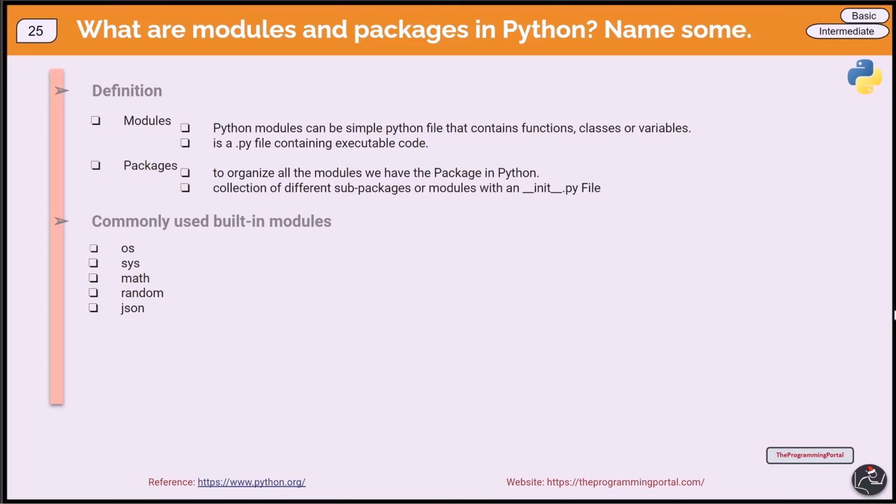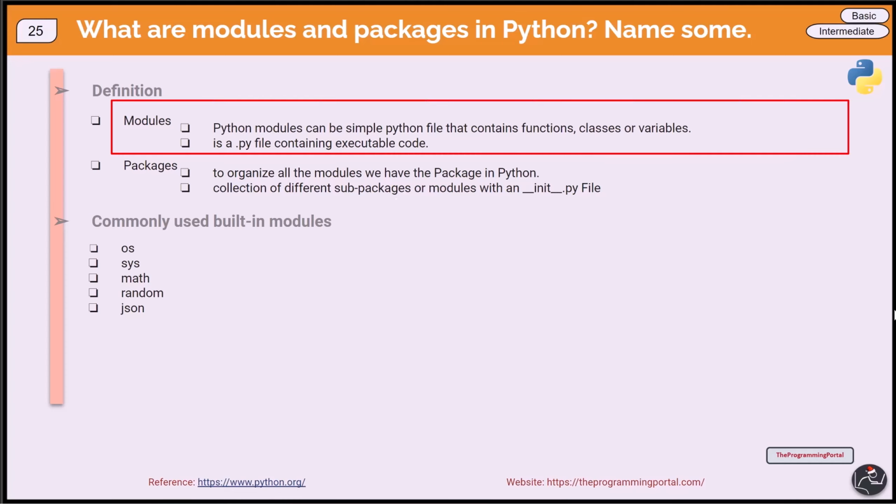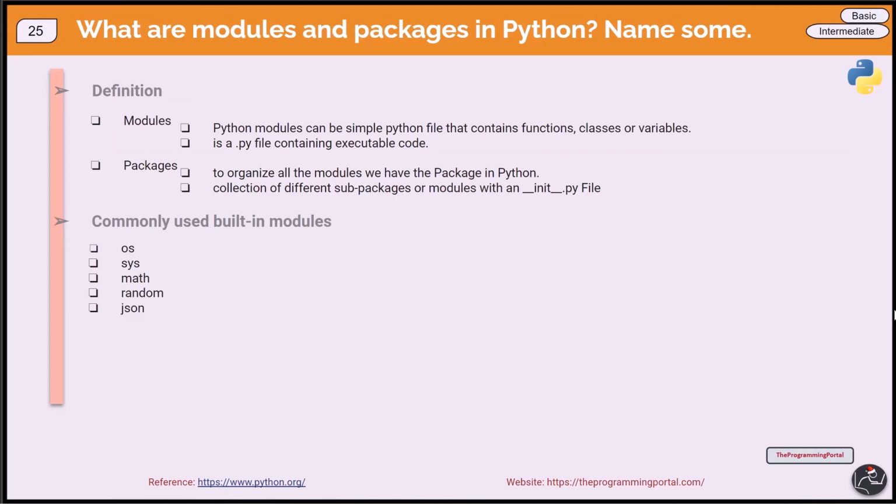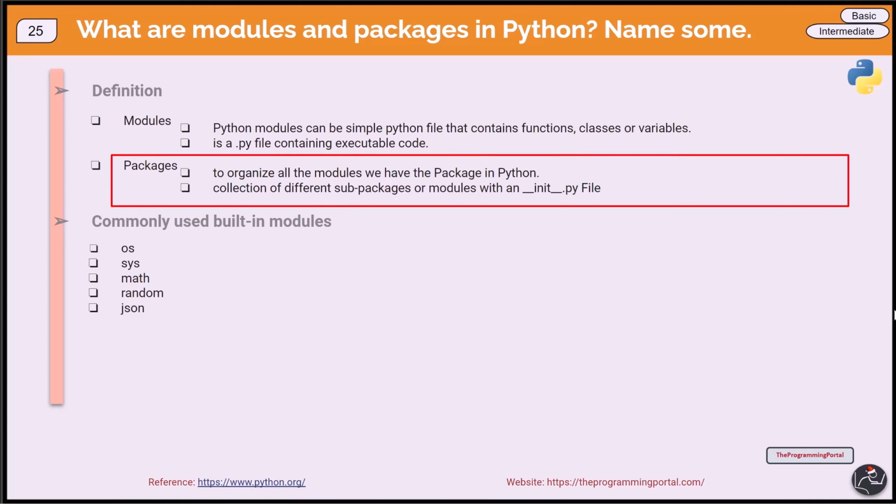In simple words, a Python module is a simple Python file which you write as a code which contains some functions and classes. It is a .py file. Examples are employee modules, customer modules, etc. So what are packages then? To organize all the modules, we have packages. We keep all similar modules in a single package.